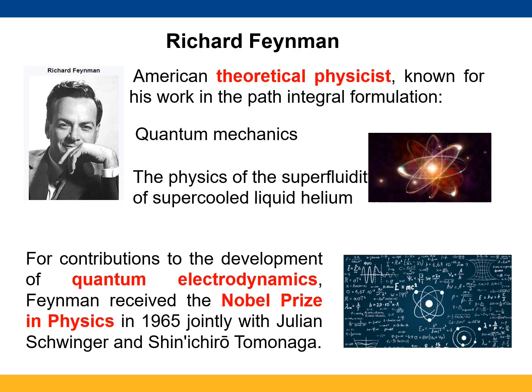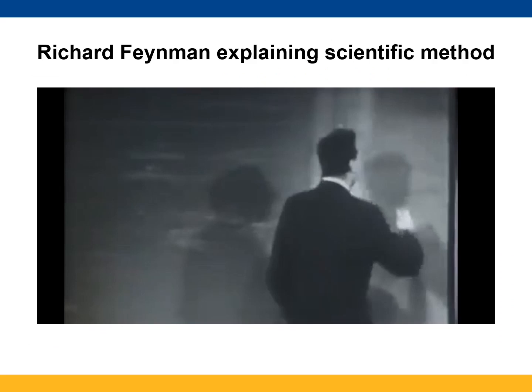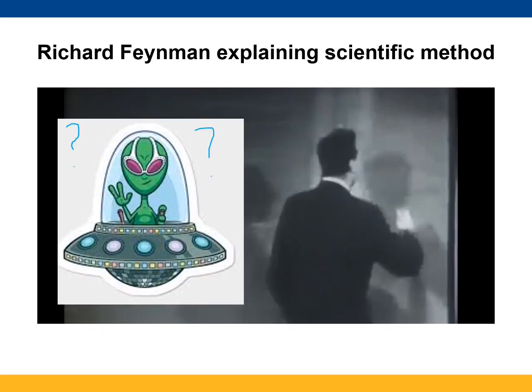Now we can watch a video of Richard Feynman, who is a famous American theoretical physicist who did a lot of work in different fields, and he even had a Nobel Prize. He's going to explain in more detail what this is. Before playing this video, I just want to tell you that he will talk about aliens and the scientific method, and I hope that you enjoy it.